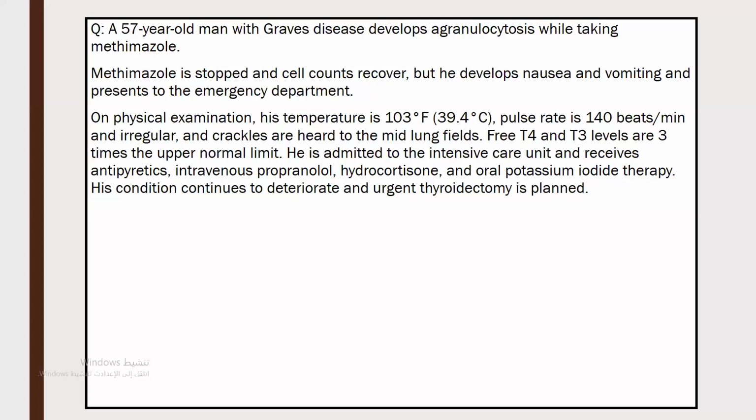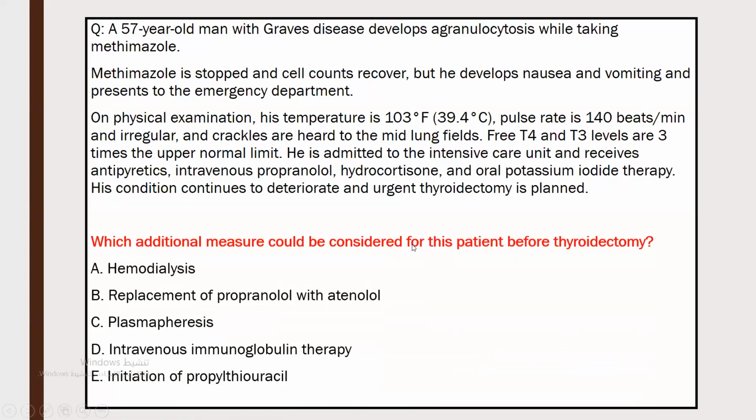He is admitted to the intensive care unit and receives antibiotic, intravenous propranolol, hydrocortisone, and oral potassium iodide therapy. His condition continues to deteriorate and urgent thyroidectomy is planned. The question here: which additional measure could be considered for this patient before thyroidectomy? I need your input, please. A. Hemodialysis. B. Replacement of propranolol with atenolol. C. Plasmapheresis. D. Intravenous immunoglobulin therapy. And E. Initiation of propylthiouracil. I will give you a few seconds.